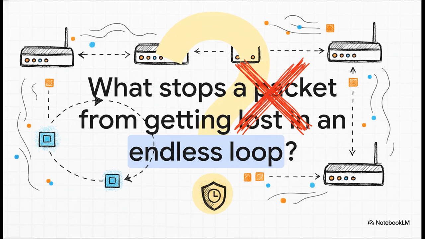Okay, but with millions of routers all constantly updating their maps, what's to stop things from going wrong?